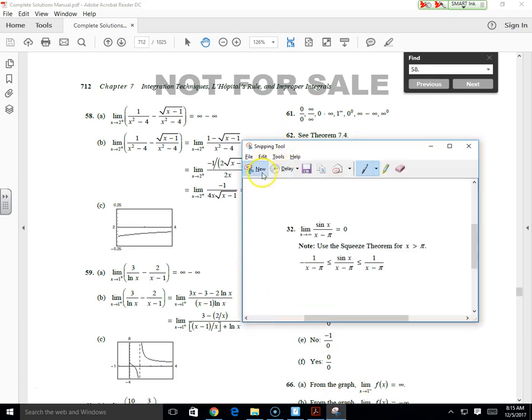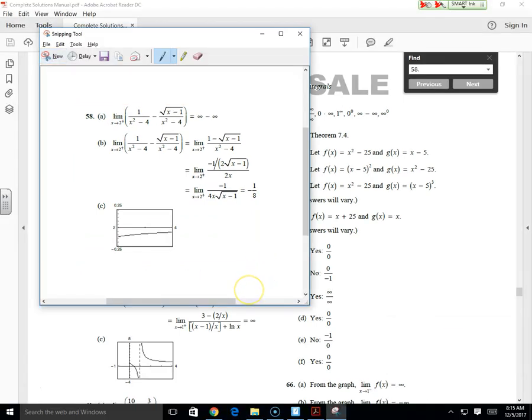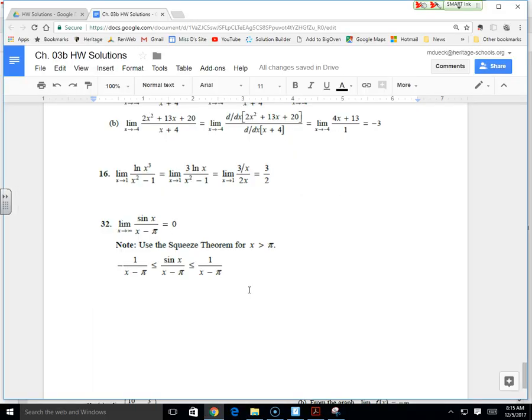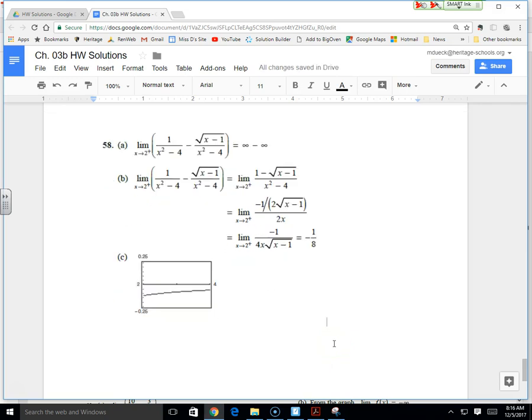Number 58 gives us the following. The indeterminate form was infinity minus infinity, which is indeterminate. So what did they do to try to get it into L'Hopital form? Common denominator. So if you put it all together. Yeah, I don't have that. I do.